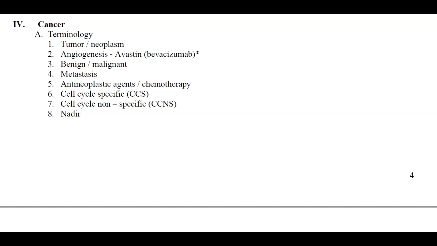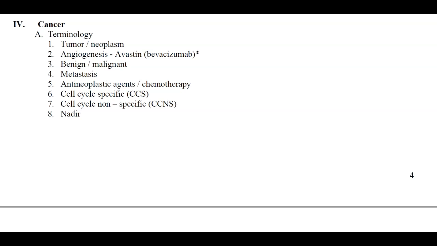Cancer. So these are some terminology that you have to remember and understand. Tumor or neoplasm. So this basically means a new and abnormal growth that is uncontrolled and progressive. So it means a new mass. Angiogenesis. Angiogenesis is the formation of new blood vessels from existing vessels.